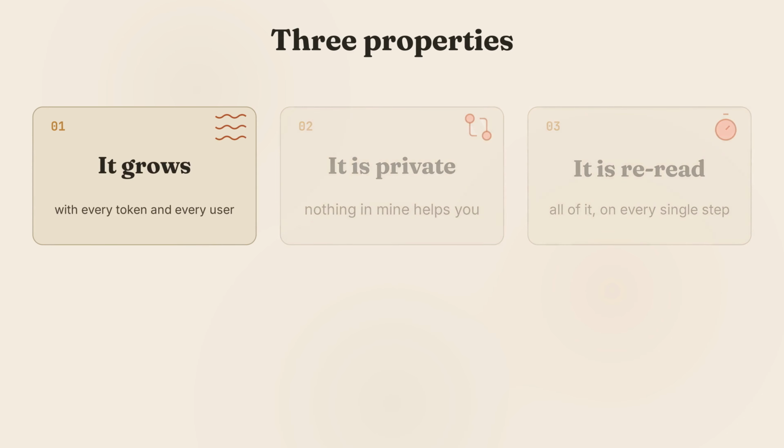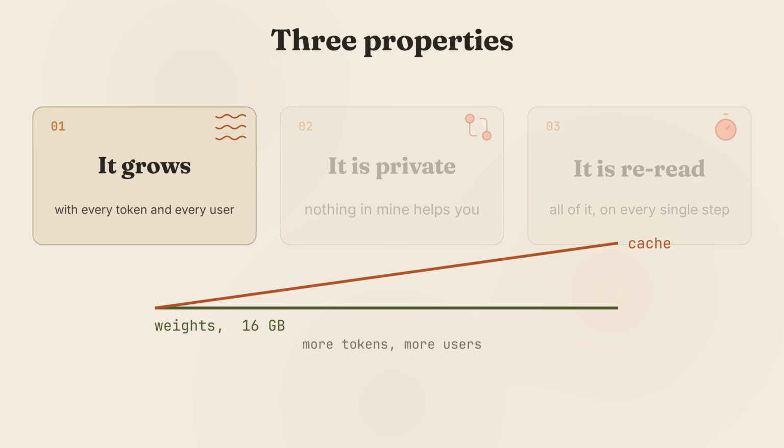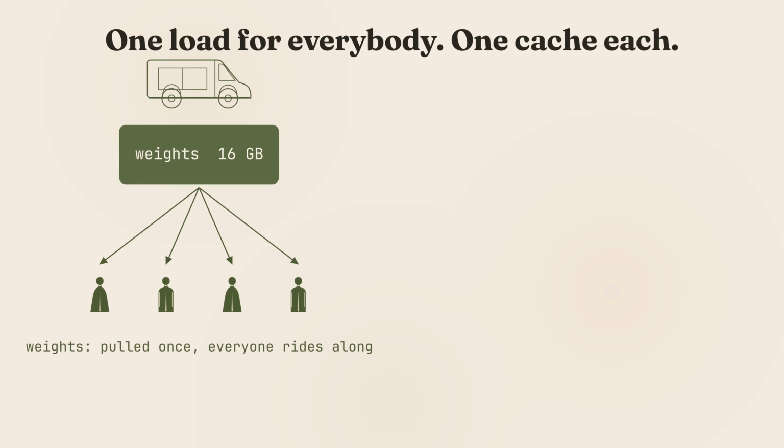And the first one we've already watched. It grows. Your weights are that same 16 gigabytes no matter what your traffic does, and your cache goes up with every token and every user. So it grows with all the things you'd actually like to grow.